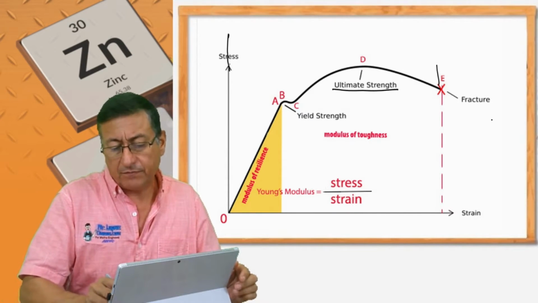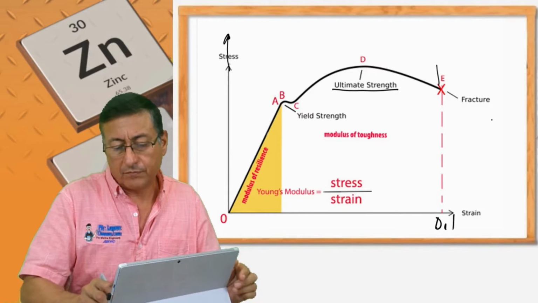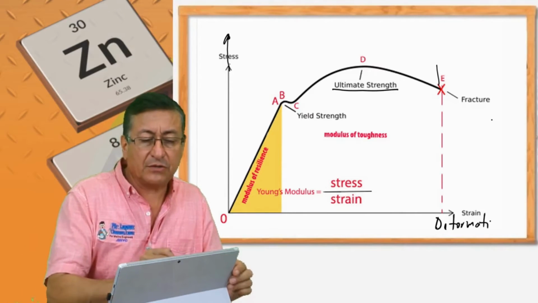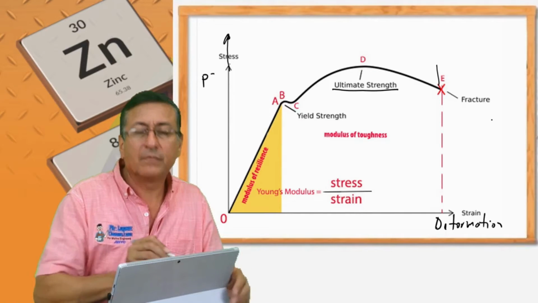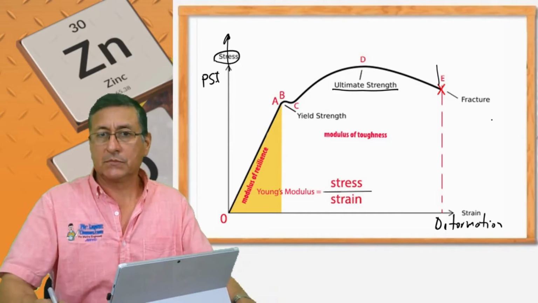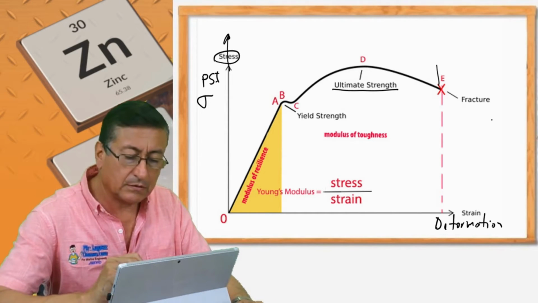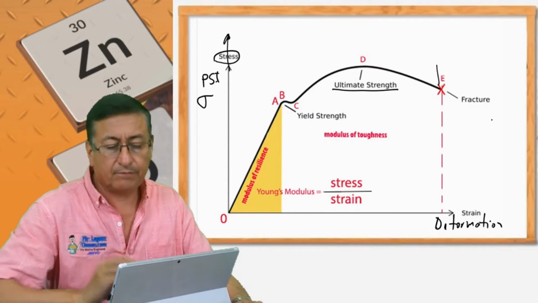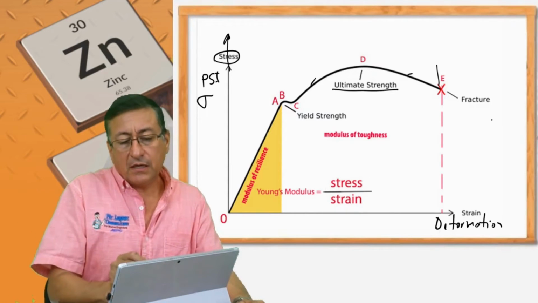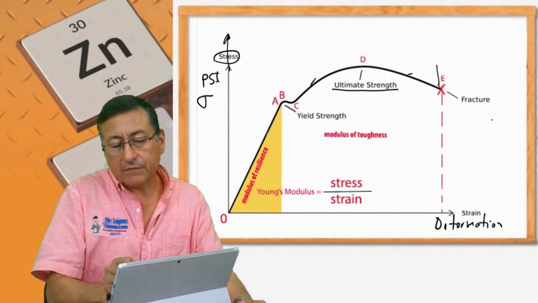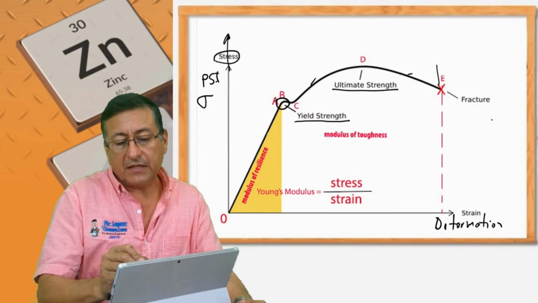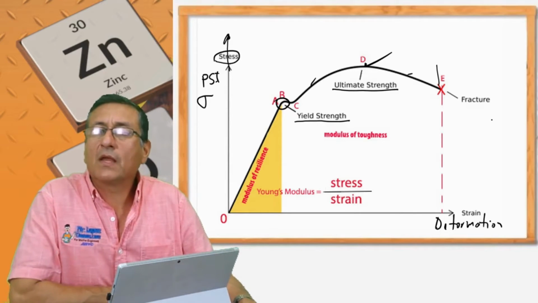This is the deformation, and this is the strength in PSI, the strength applied to the steel. And the curve is like this. And this is the yield point. And this is the ultimate strength. What is the meaning of that?